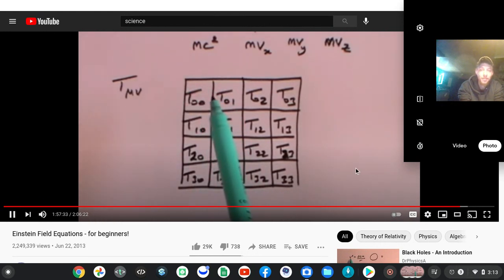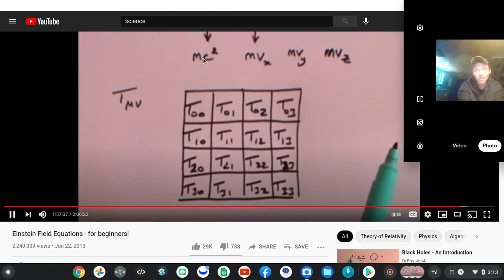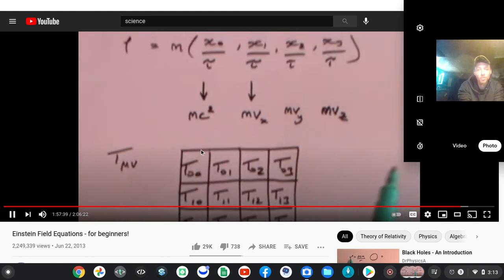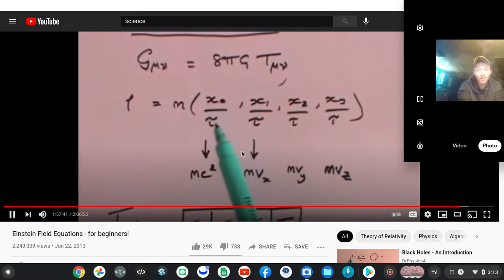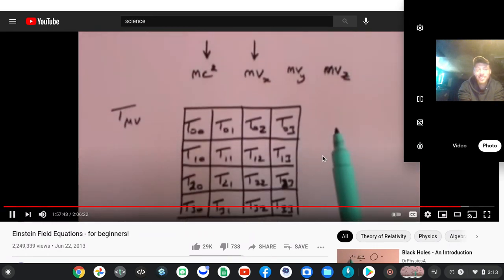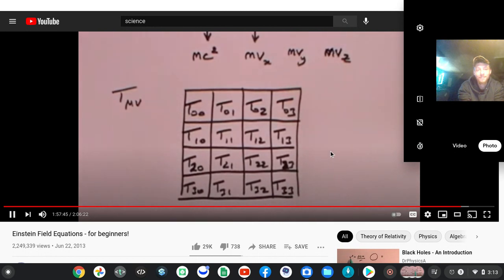That is going to be the time component. And that has this kind of equivalence. It's the energy part of the tensor.